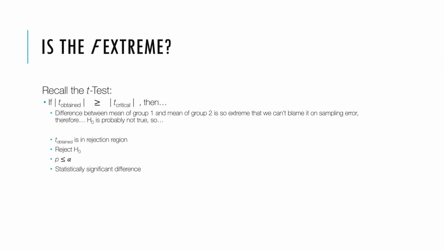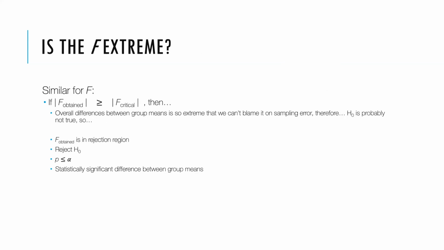Recall the t-test. If t obtained is larger than t critical, then the difference between these groups is so extreme that we can't blame it on chance or sampling. Therefore, it's so extreme that it's in the rejection region. We reject the null. p is less than alpha, usually 0.05. And then we find a statistically significant difference. Same thing exists for F. So just replace t with F.